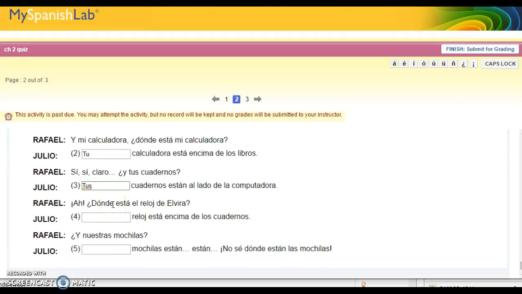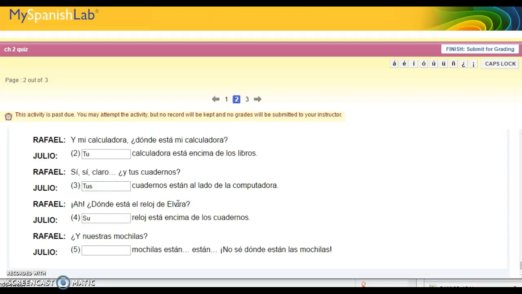Okay. And where is Elvira's watch? Okay, so her watch, su reloj está encima de los cuadernos. So Elvira is a woman, but even if it was a man, it would still be su, because that means his, her, it can mean your, the formal your, and it has all those meanings, but in this case it means her. But it's singular because reloj is singular.